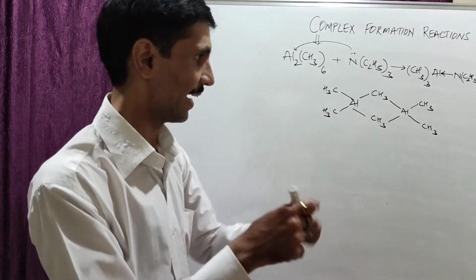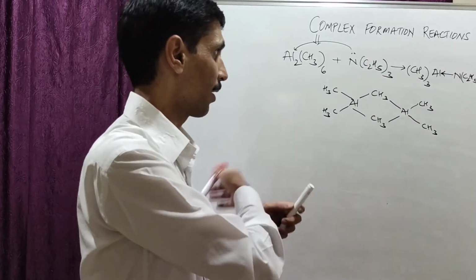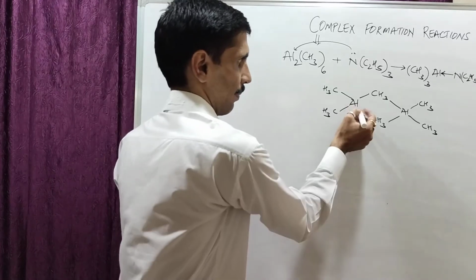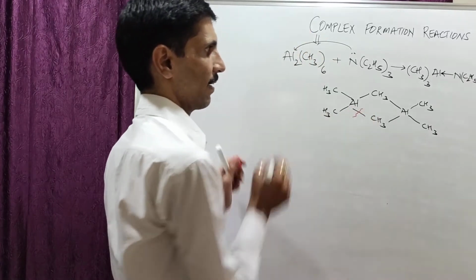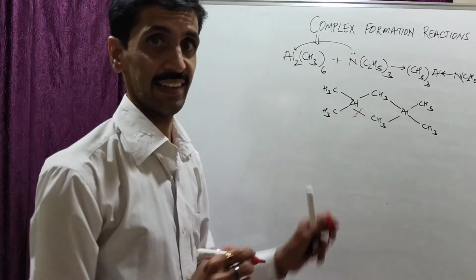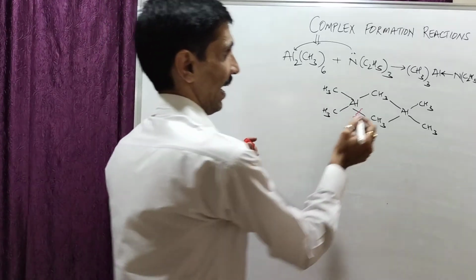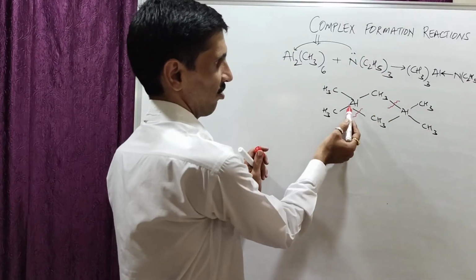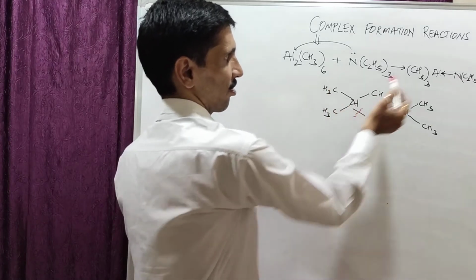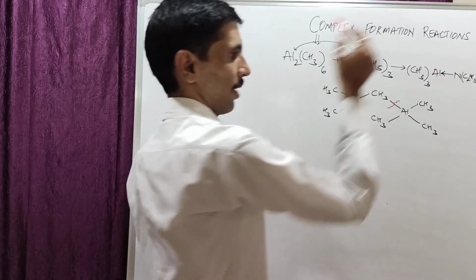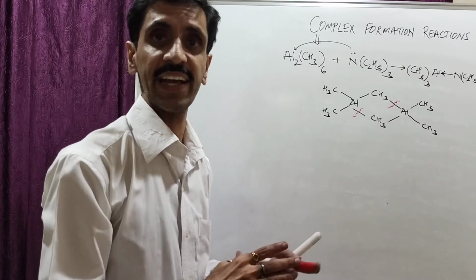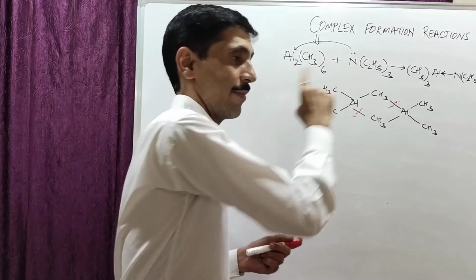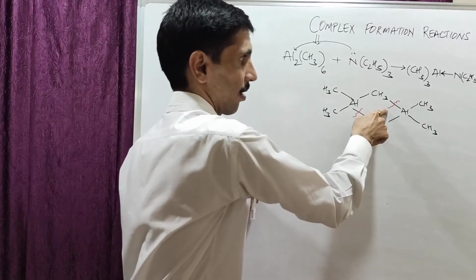Now the formation of this product suggests that there is going to be a bond breaking taking place. That means which bond is going to break? The bond between the Al and the CH3, that is the bridging one. And this bond also is going to break. So we have, see this, Al, CH3, CH3. So this is going to combine with the molecule of the trimethyl ethyl amine.